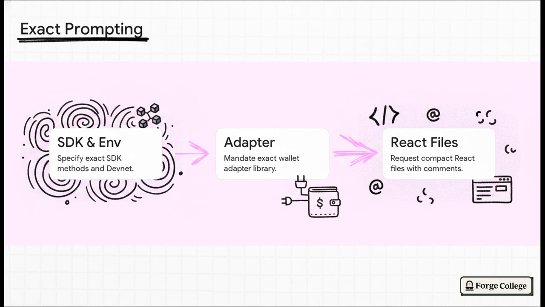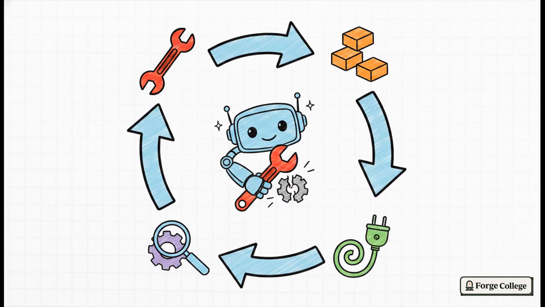Step 2, mandate the exact library you're using, like the Solana wallet adapter. Step 3, request compact React 18 files with inline comments that are ready for copy-pasting. You are setting really strict boundaries here, so the AI gives you exactly what fits into your existing architecture. And once you have that generated code, whatever you do, don't just blindly trust it. You got to work in tight, fast iterations: scaffold, wire, test, and fix.